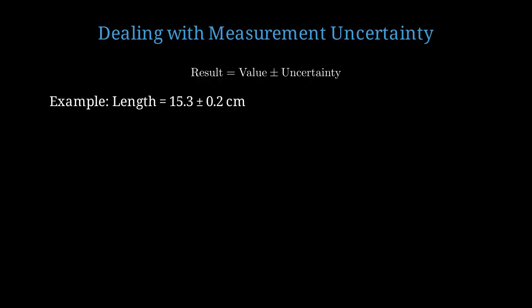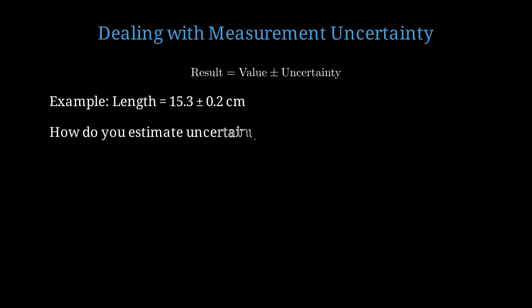Every measurement has uncertainty. This is not a flaw in your experiment. It's a fundamental aspect of science. We express this as result equals value plus or minus uncertainty. This shows the range where the true value likely lies. For example, length equals 15.3 plus or minus 0.2 centimeters. This means the true value is probably between 15.1 and 15.5 centimeters.